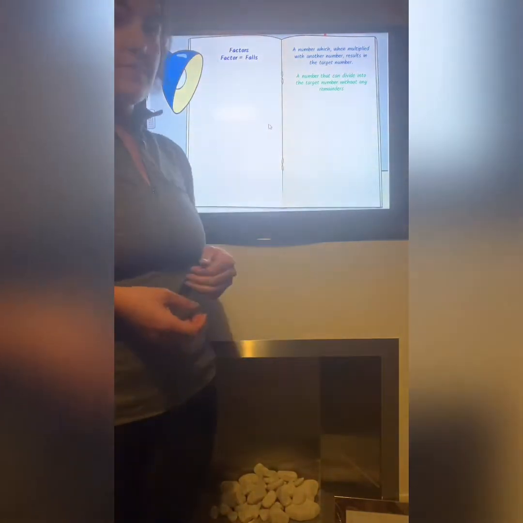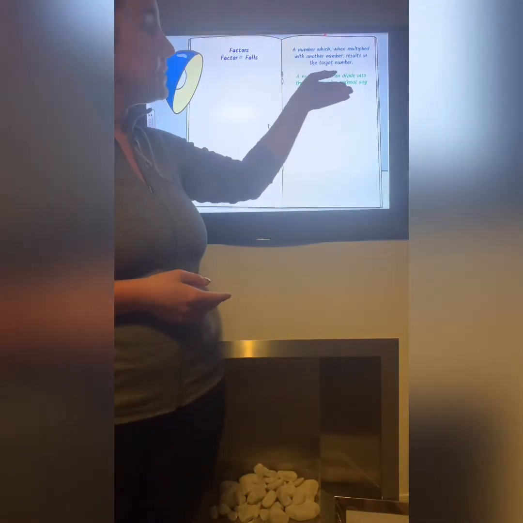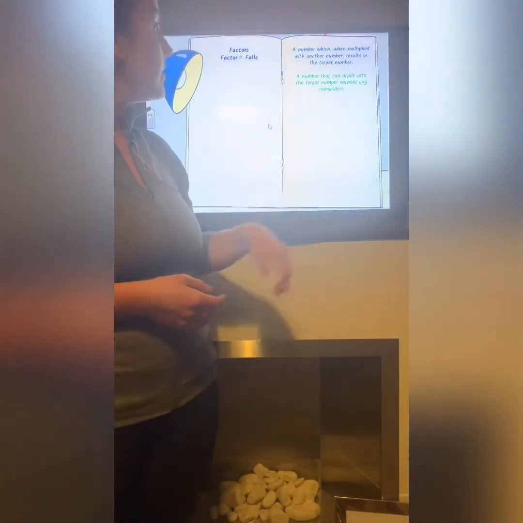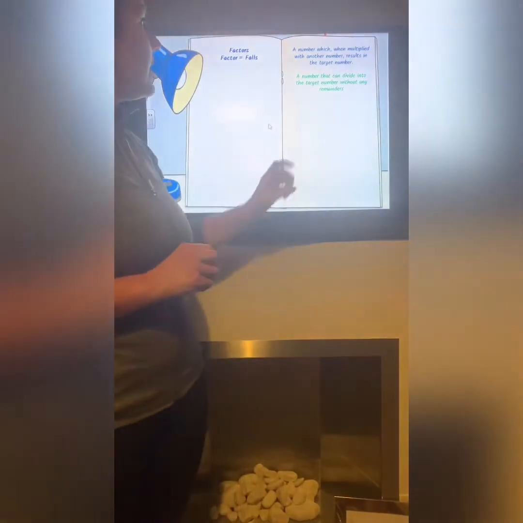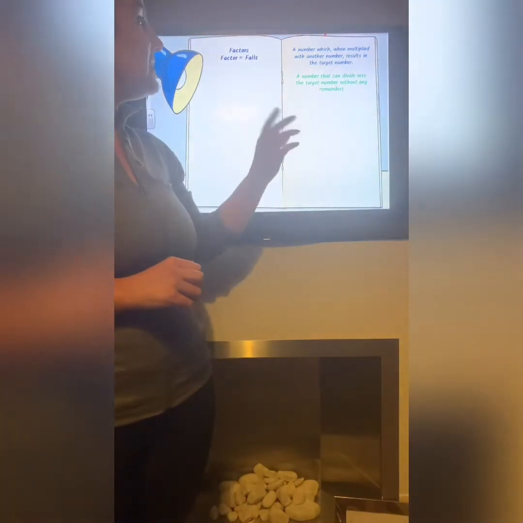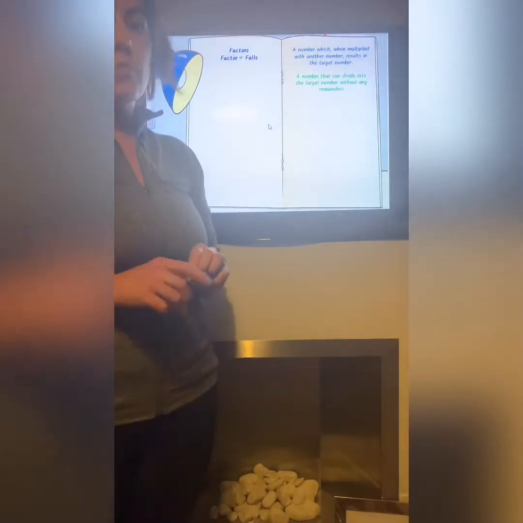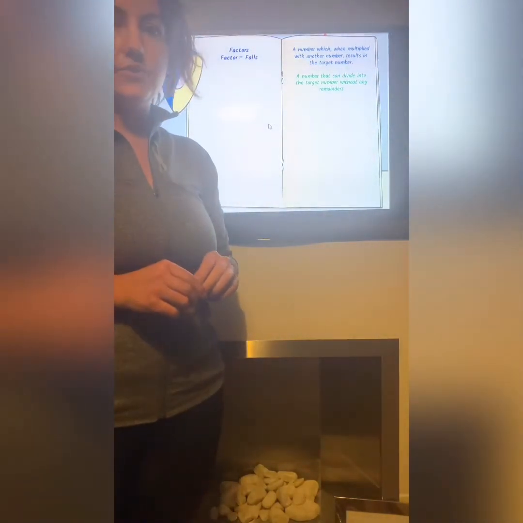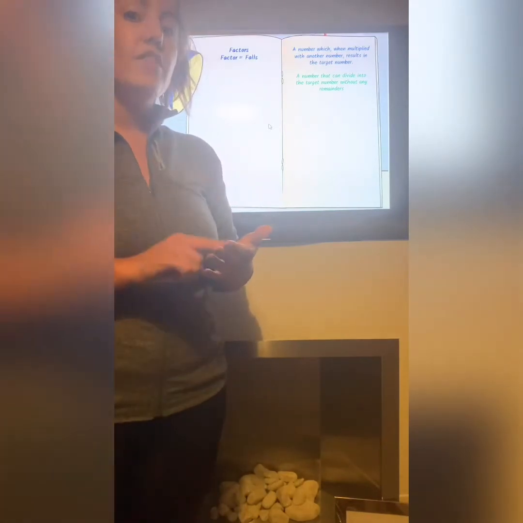One way to describe it is that a factor is a number which, when multiplied with another number, results in the target number. Another way to describe it is a number that can be divided into the target number without leaving any remainders.